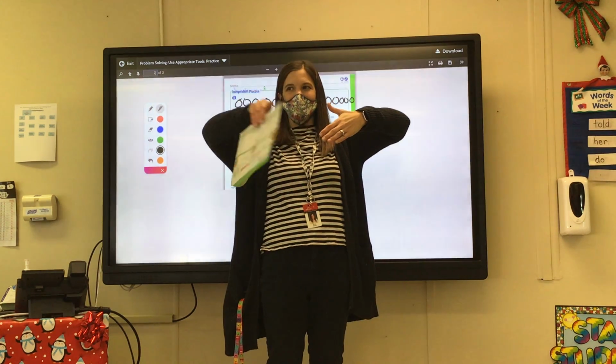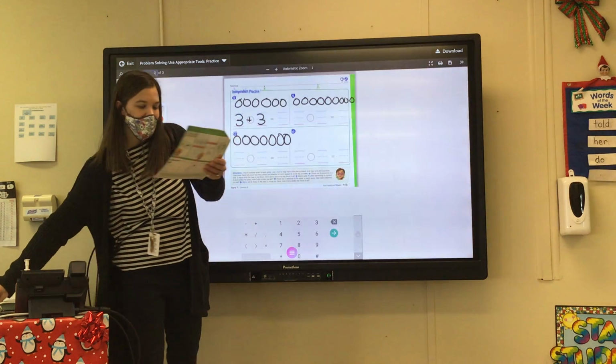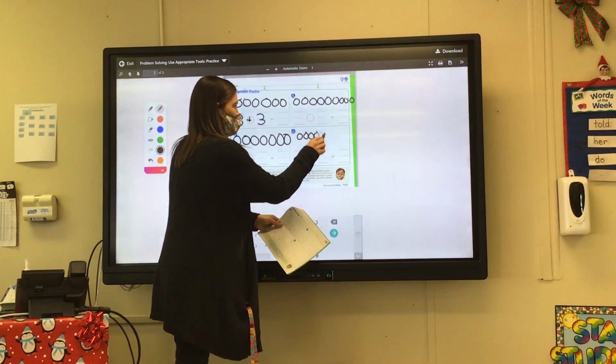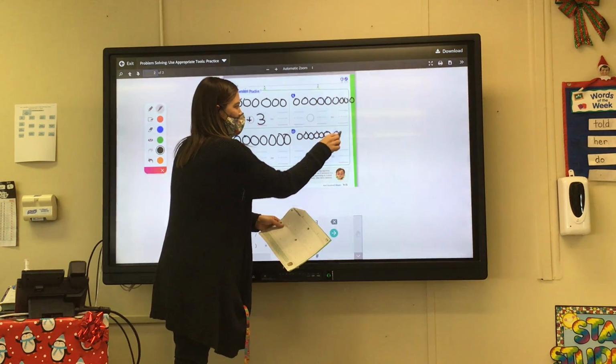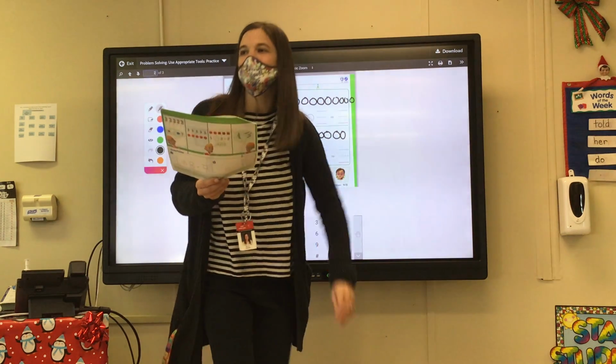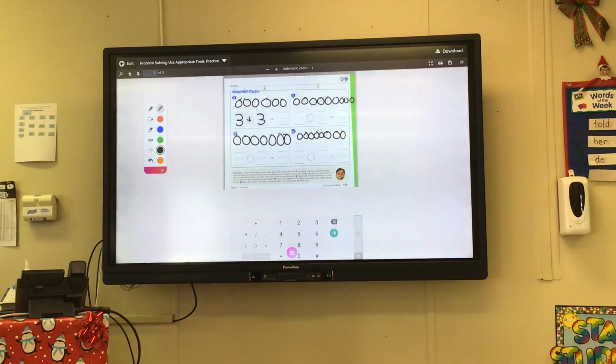What do you think, Charlotte? Adding. They're coming together. So you're going to draw your 6 ducks. And you're going to draw your 2 more that came to join them. And make your addition equation. Charlotte was right. We're adding them together.